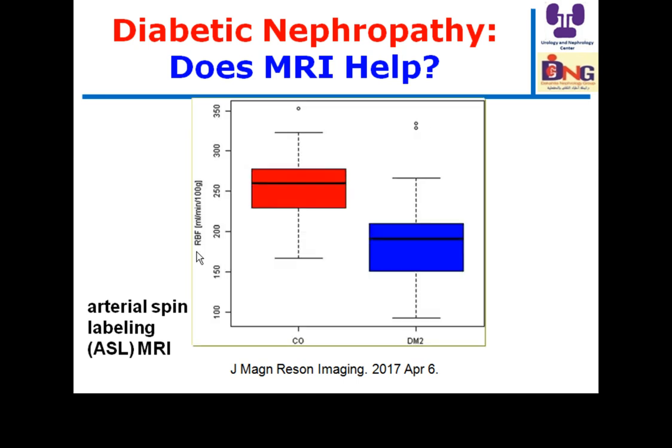So this study aims to evaluate renal blood flow, milliliters per minute per 100 grams of renal tissue. As you see, this is normal, and this is the diabetic patient. So in type 2 diabetes, the early finding is reduction of renal blood flow, as evidenced here by this type of MRI study. So to detect silent diabetic kidney disease, we either depend upon biomarkers, or we may think of MRI techniques like what I explained.